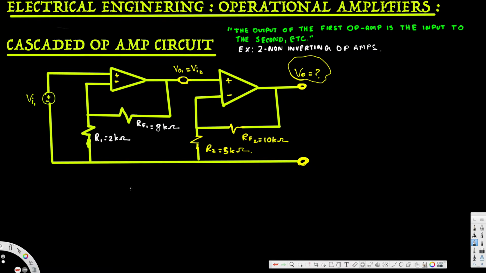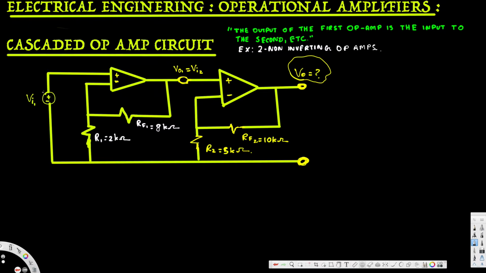In this video we are going to see an example of a cascaded op-amp circuit. For a cascaded op-amp circuit, the output of the first op-amp is the input for the second op-amp, right? So here you can see this VO1 is going to be the input of this second op-amp. In this particular problem we are going to calculate this VO voltage.